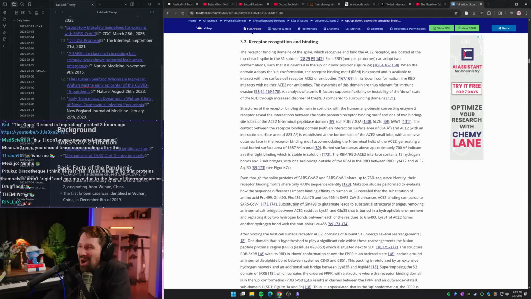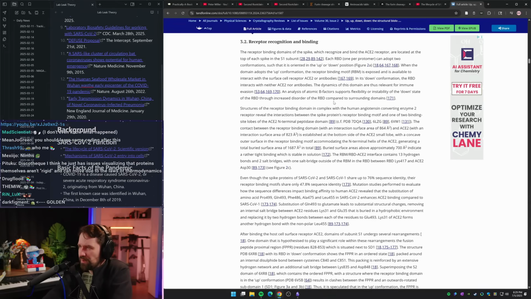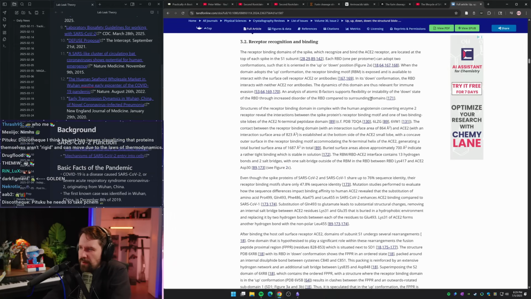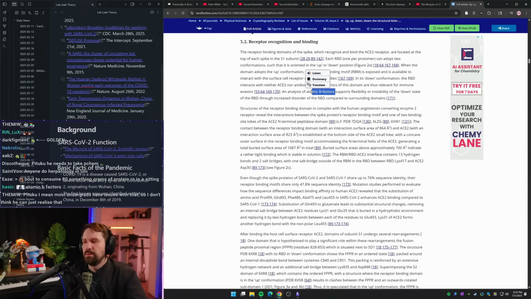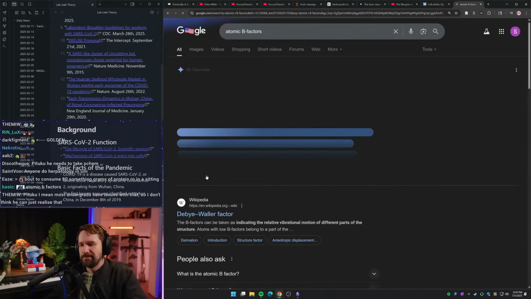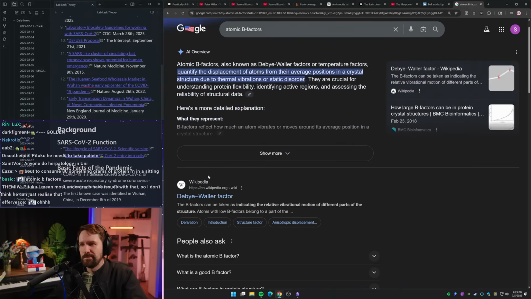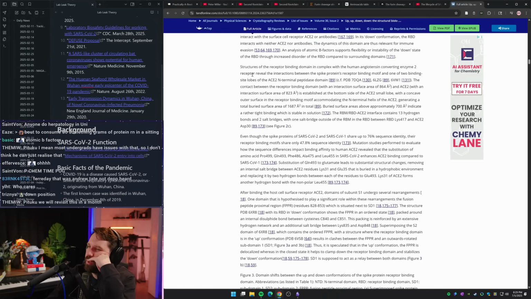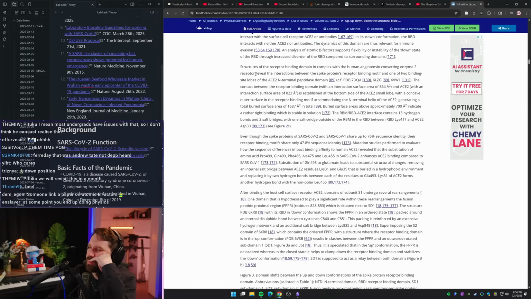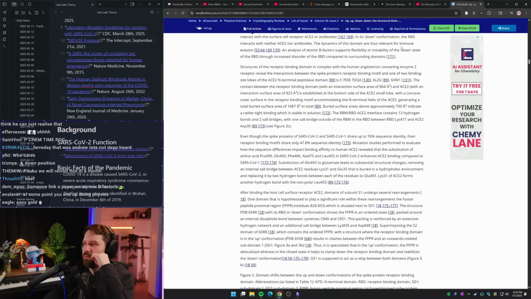An analysis of atomic B factors supports flexibility or instability of the down state of the RBD through increased disorder of the RBD compared to surrounding domains. Atomic B, what does that mean? No, don't care. Nope.